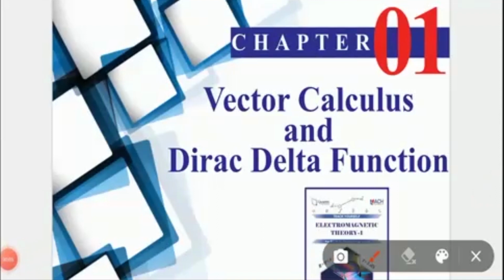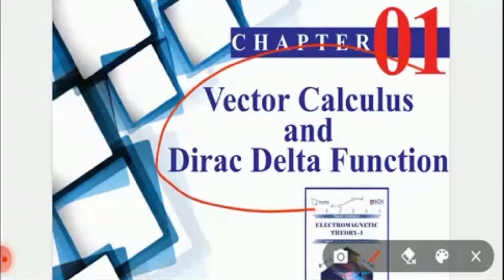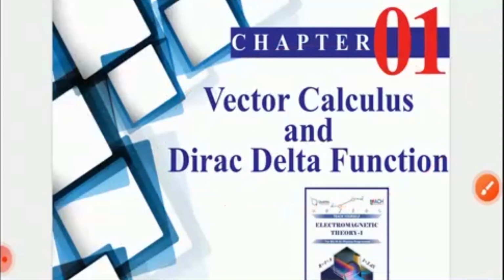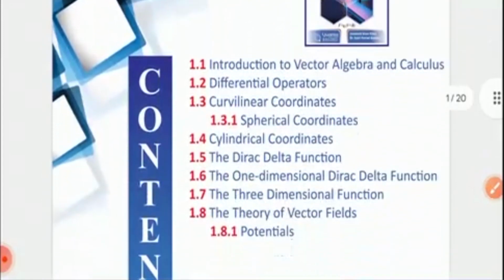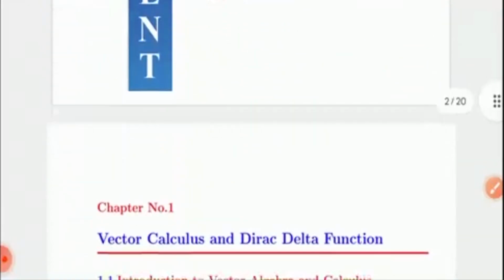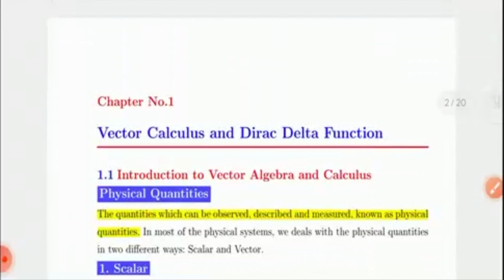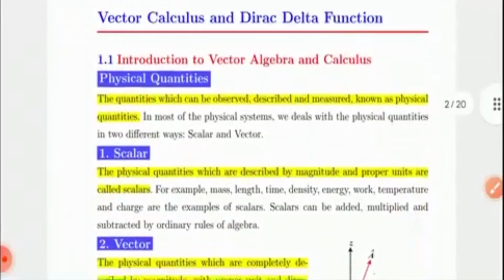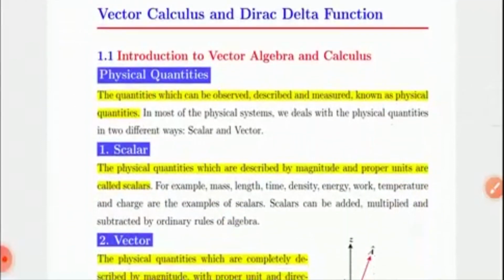This is the lecture series Teach Yourself, and today we are going to start a new course about electromagnetic theory. Here is chapter number 1. You will see this chapter belongs to vector calculus and the Dirac delta function. Let us move on. Here is the list of topics we will cover in this chapter. And the first topic in this chapter is the introduction to vector algebra and calculus.